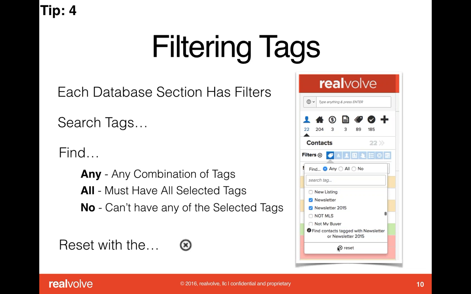Now, it's a long list potentially, so we have the ability to search a tag, so you can click into the search and you can start typing. Maybe I wanted to find anything that deals with newsletter. Now here's a situation where I've got two newsletters. I've got a newsletter and I've got newsletter 2015. That's really not that smart, but it's there possibly for a reason.